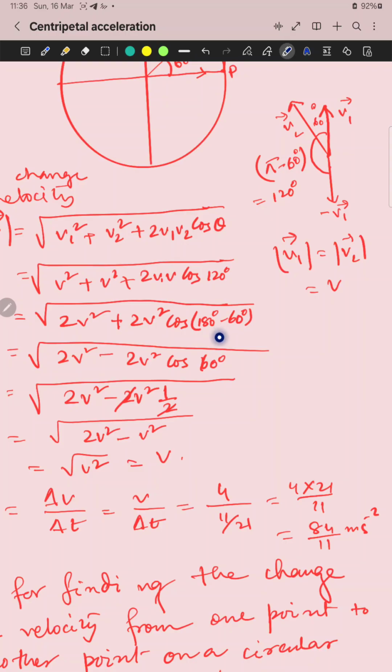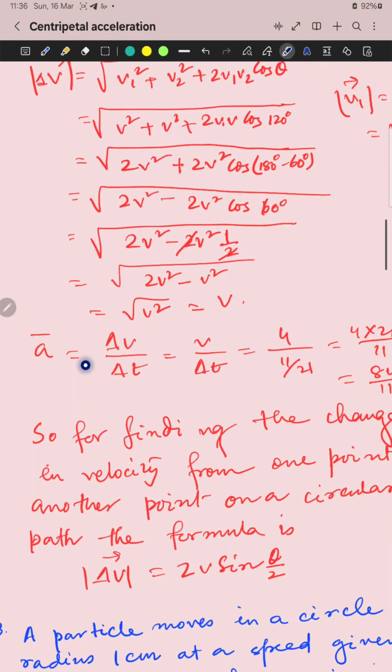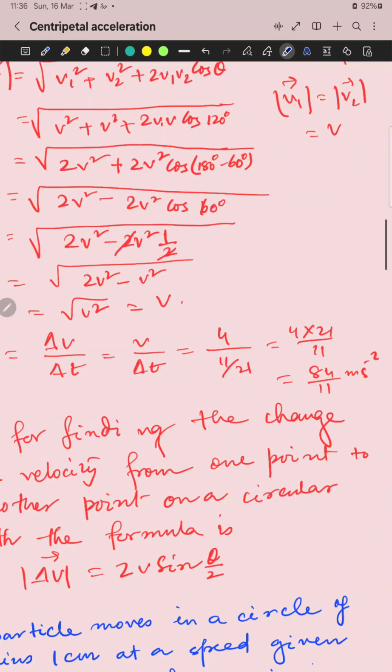Here also the same thing is done, and the angle is 180 minus 60, so the cosine of the angle is in the second quadrant, and we know that cos is negative in the second quadrant, that is why this minus sign comes. Then putting the value of cos 60, we get the change to be v. Now we can substitute this delta v as v, and delta t we have already calculated as 11 by 21. Putting that, we get the same answer.